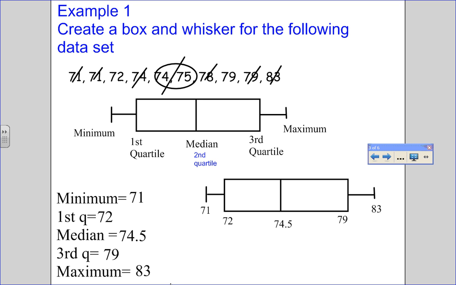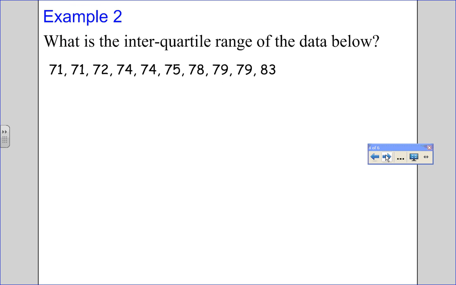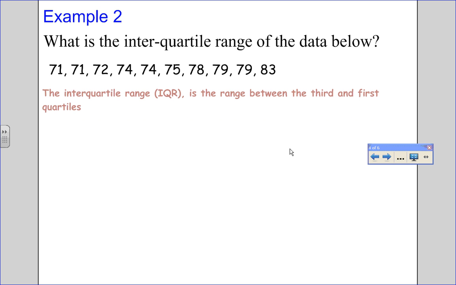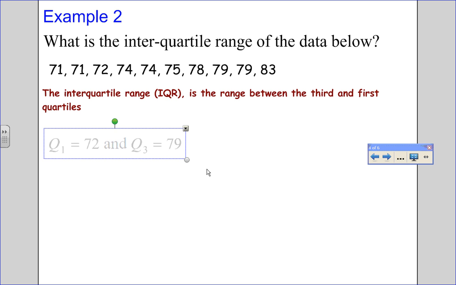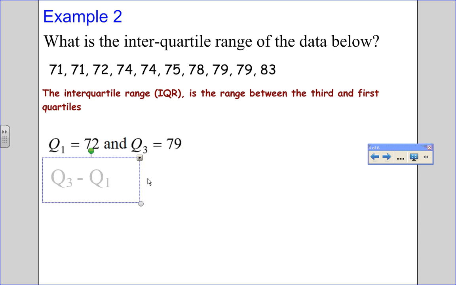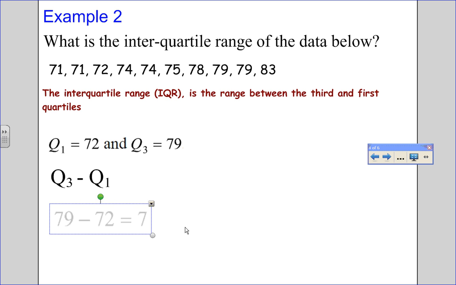Okay, so let's move on to our next example. What is the interquartile range of the data below? So remember, it's the same data from the warm-up. The interquartile range is the range between the third and the first quartiles. So if you recall, the first quartile was 72, the third quartile was 79. So what's the range between these two? Well, that's going to be 79 minus 72, and we get 7.